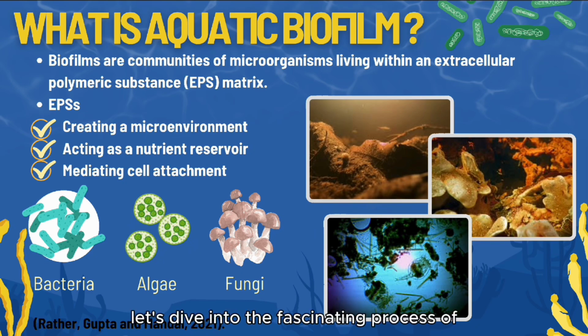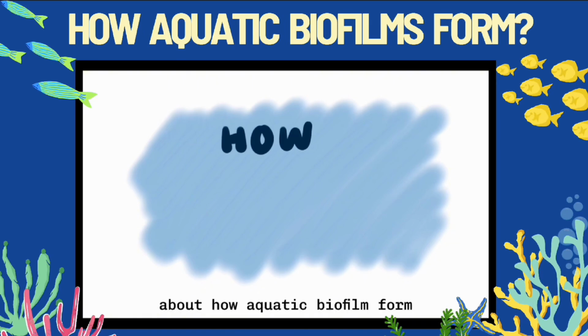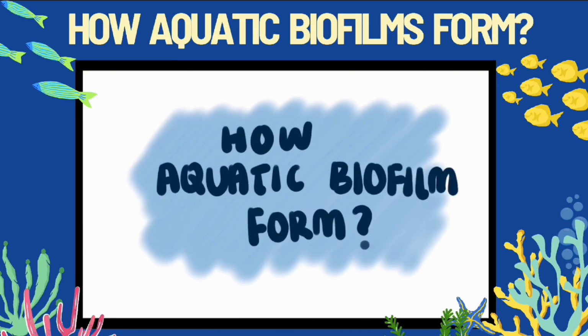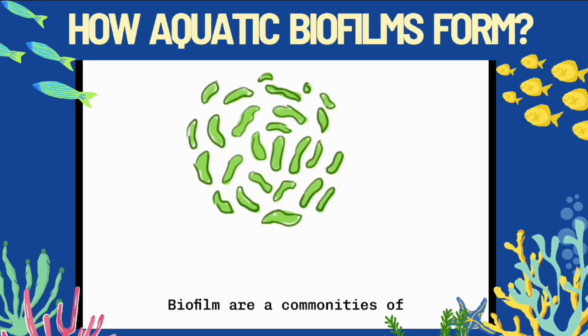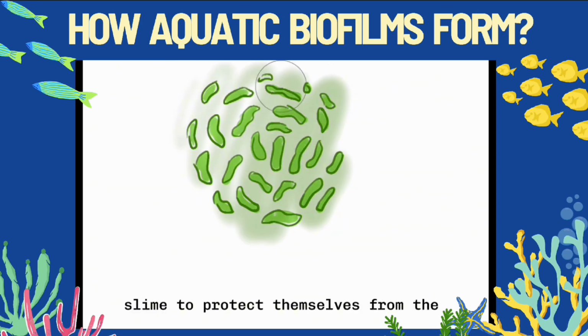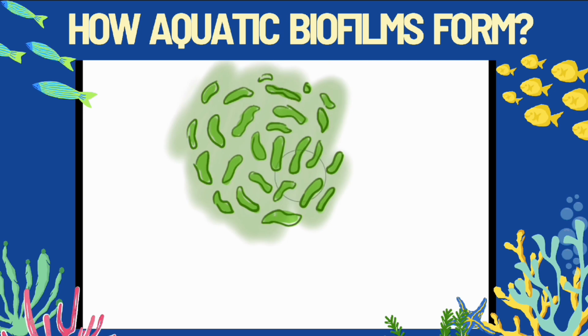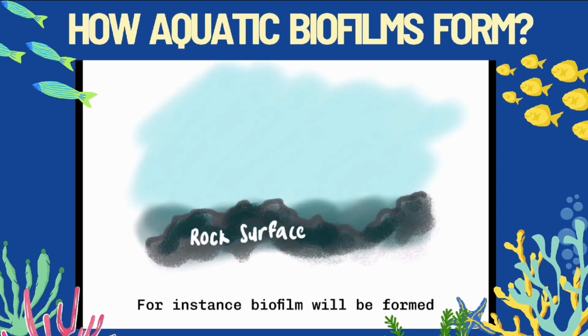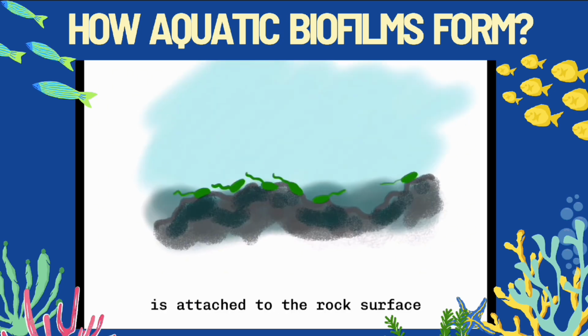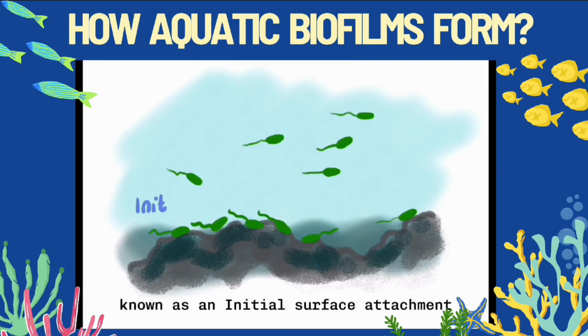Next, let's dive into the fascinating process of biofilm formation. In this video, we will be talking about how aquatic biofilms form. Biofilms are communities of microorganisms that are encapsulated by a protective coating known as slime to protect themselves from environmental pressure. For instance, a biofilm will be formed when the free-flowing bacteria in water attach to a rock surface, known as an initial surface attachment.